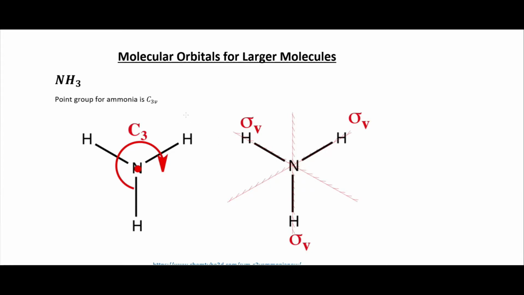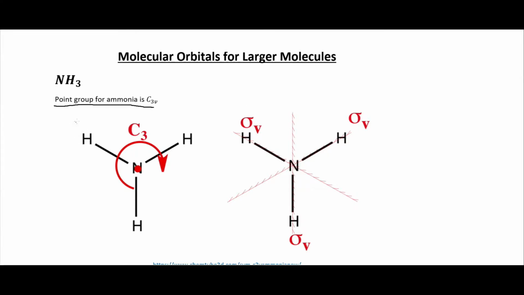In this video, I'm going to talk about the molecular orbitals for ammonia and then for boron trifluoride, which are two larger molecules that are no longer linear. And so the process is essentially the same. So the first thing we want to do is figure out the point group for ammonia, which is C3V.